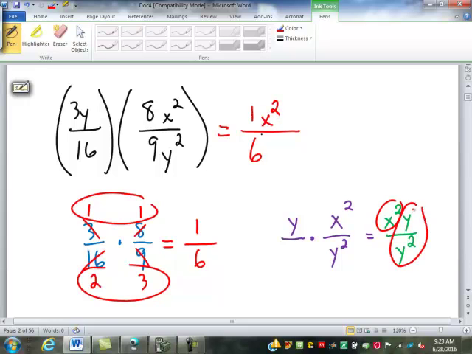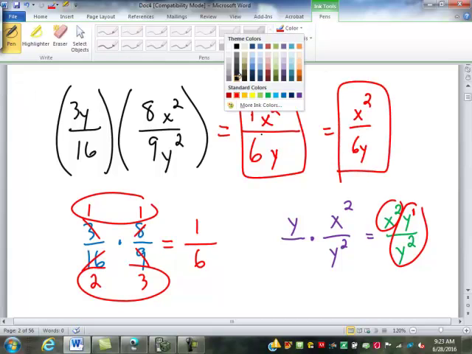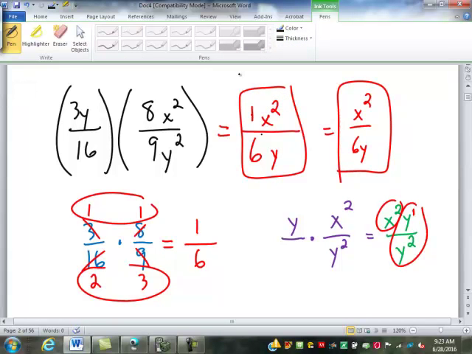Okay, for the y's, this is y to the 1, so the bigger power is on the bottom. The difference between 2 and 1 is 1, so it's y to the 1, or just y. So it's 1x squared over 6y, or it could just be listed as x squared over 6y. Either one of those would be correct.